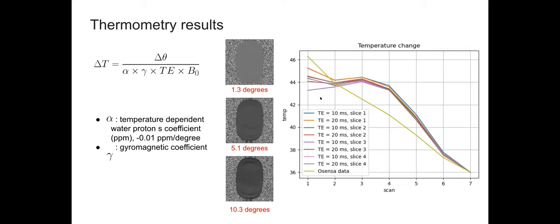One other possible explanation is that the water proton chemical shift coefficient is not really 0.01. In our case, 0.013 actually fits the curve better.